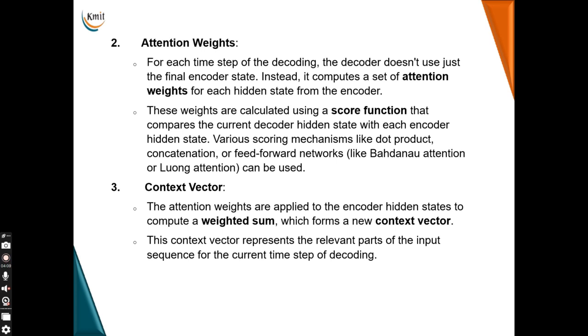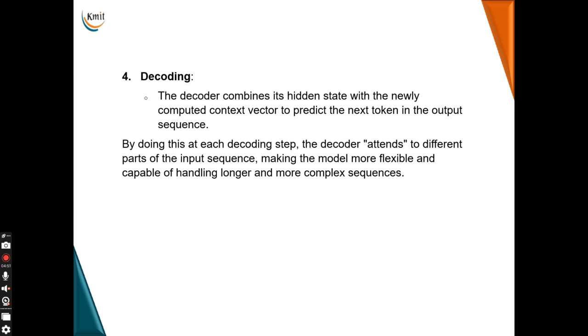After the score function values are computed, the attention weights are applied to the encoder's hidden states and we calculate a weighted sum. That weighted sum is called the new context vector. This new context vector represents which relevant parts of the input are to be considered, and which are not, for the current time step of decoding. The decoder combines its hidden state with the newly computed context vector and predicts the next token in the output sequence.